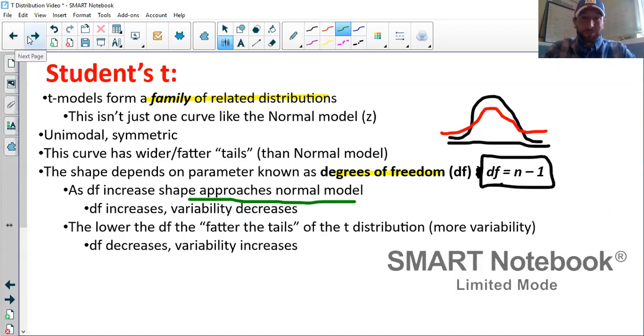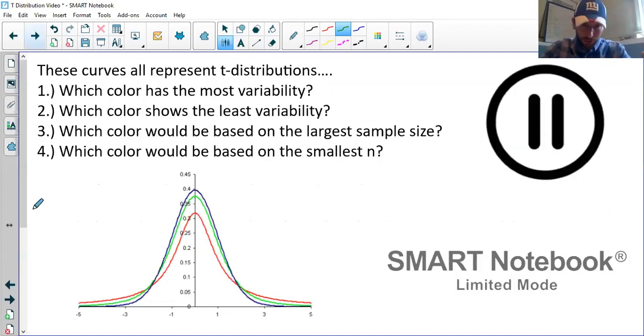So think about this. Let's say that these three curves, green, red, and blue here, all represent a t-distribution. So four questions. A little review here, nothing new: which one's got the most variability, which one's got the least variability? And then based on what we just saw, which color would be based on the largest sample size, highest degrees of freedom? Those kind of go hand in hand. Which would be based on the smallest n? Give it a pause, think about that.